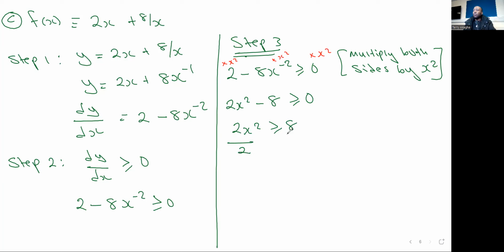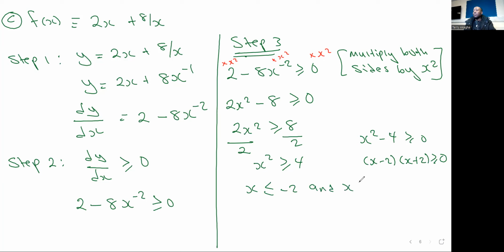Divide both sides by 2, and x squared is greater than or equal to 4. I've shown you how to do quadratic inequalities before. So you can use the difference of two squares. If you take 4 to the other side, it will be x squared minus 4 greater than or equal to 0. It will be x minus 2 times x plus 2 greater than or equal to 0. And when you solve this, it becomes x is less than or equal to minus 2, and x is greater than or equal to 2.